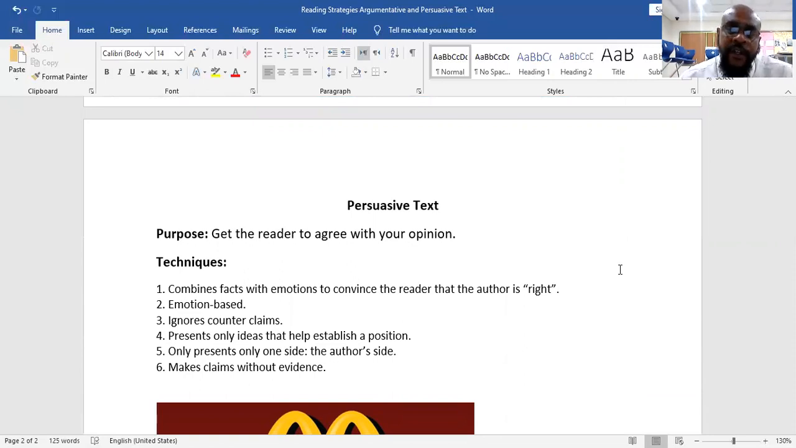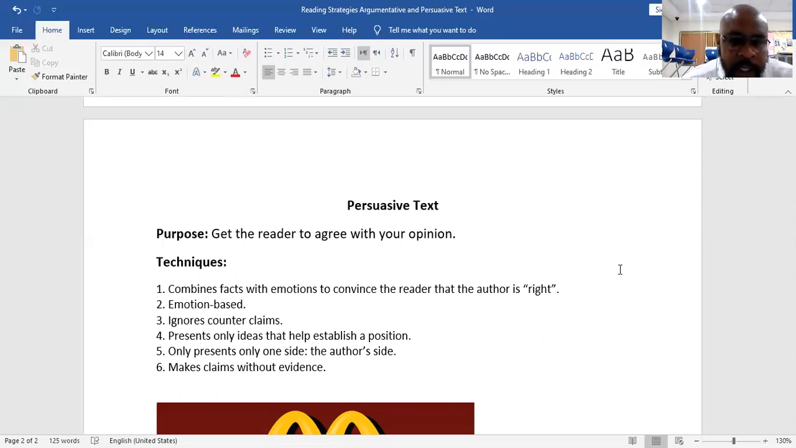The purpose of it is to get the reader to agree with your opinion, right? It's not to prove anything, right? It is simply to change your mind and make you agree with their point of view or their opinion, right?